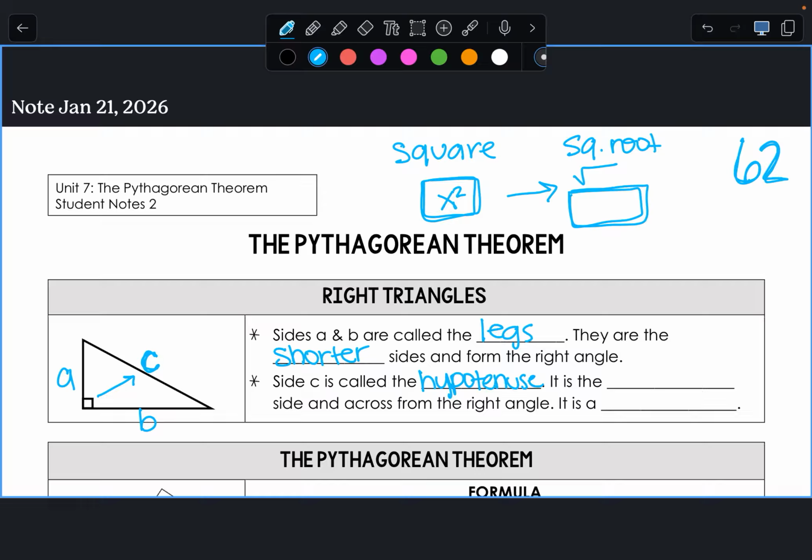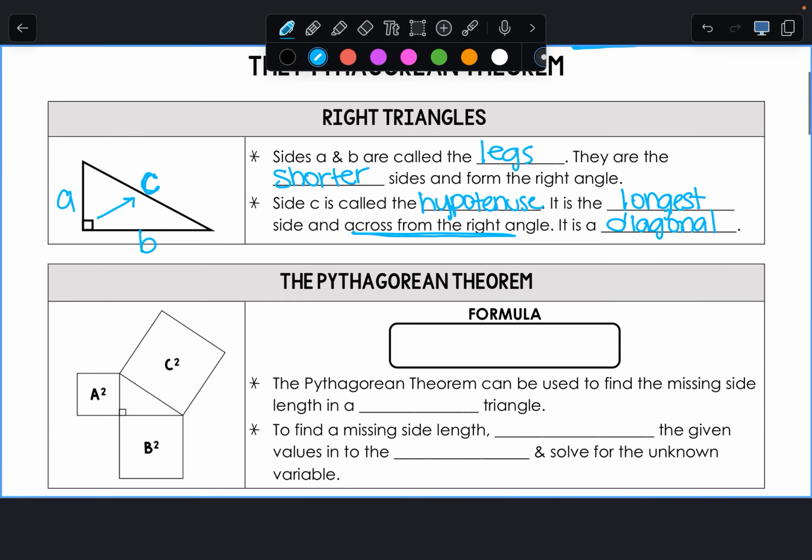Hypotenuse. The hypotenuse will always be the longest side every time. Okay, and it's always going to be right across from the right angle, so right across from the box. That's why we draw the arrow, right? It is always going to be a diagonal line.